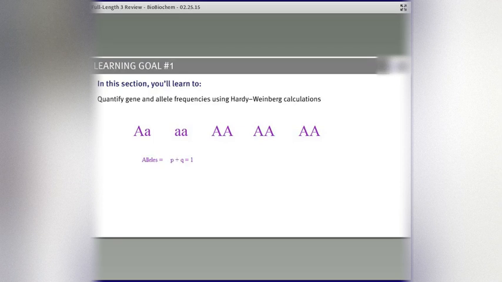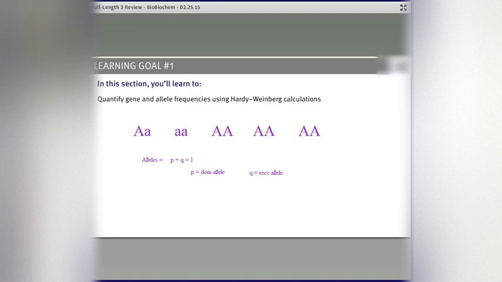Now, P is going to be representative of which allele? The dominant allele or the recessive allele? Good. Okay, so we know P is going to be representative of the dominant allele, and we know that Q is going to be representative of the recessive allele. Okay, so that's going to be something that we see here. So we're like, okay, P dominant allele, Q recessive allele. So we know that these two are going to be equal to 1.